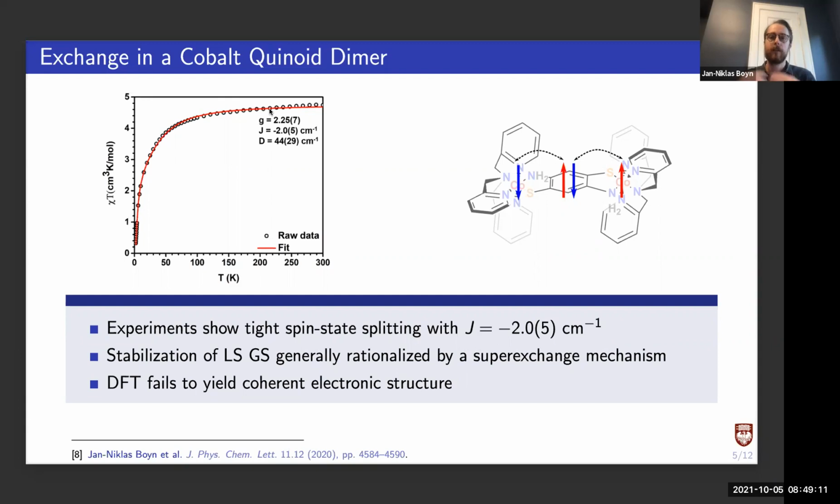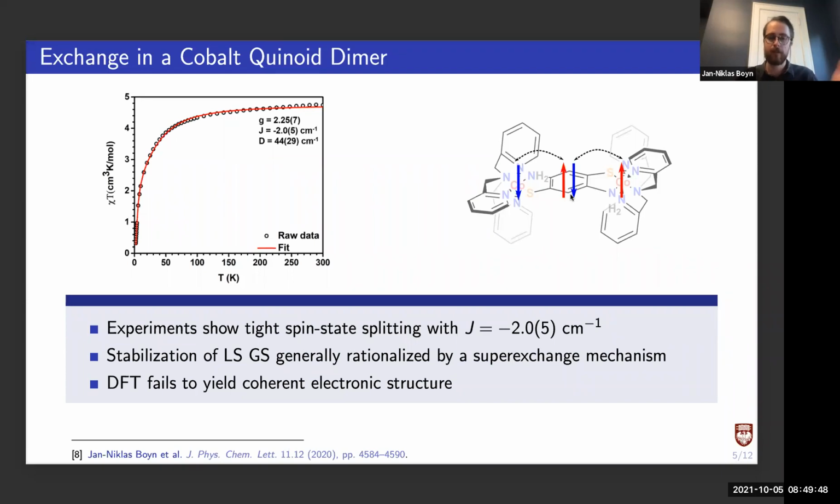In general, in the inorganic and experimental chemistry community, this is commonly rationalized by a superexchange mechanism. So you would, by chemical intuition, expect this compound to have a low spin ground state. You would expect this because, let's imagine we have two unpaired electrons on these cobalts, and you have a paired density on this bridging ligand. You imagine that these electrons on the cobalts will interact with the pair on the ligand, and you will get anti-parallel alignment of all these spins.